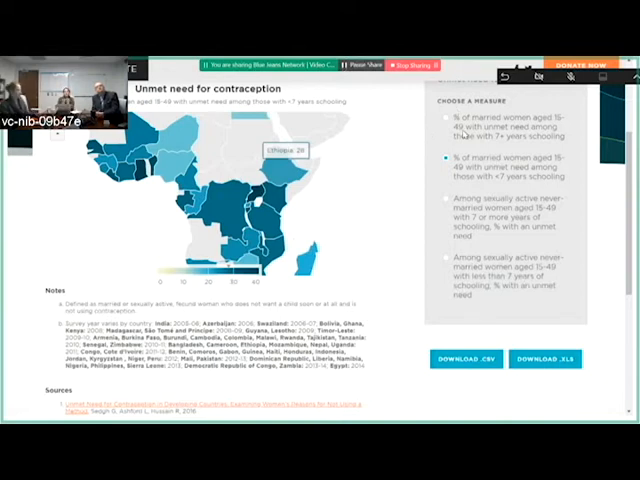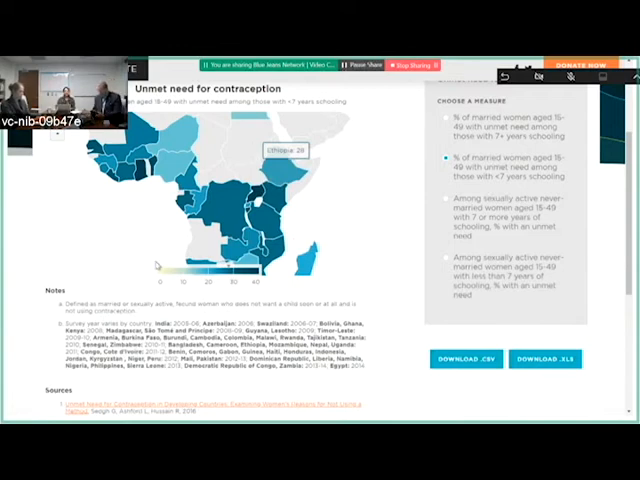So the one I chose was the second one, percentage of married women aged 15 to 49 with unmet needs among those with less than 7 years of schooling. And you'll see the difference there. So you can compare and contrast these. So I put my mouse over Ethiopia, it was 28%.